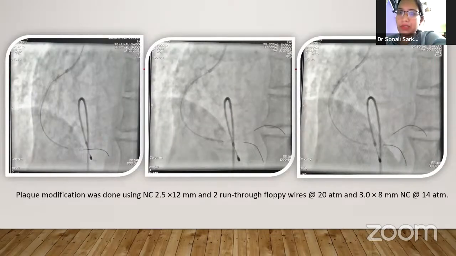So this is the NC showing 2.5 into 12 millimeter we used in the distal RCA, and then in the mid RCA, and for the proximal RCA, we used a 3 into 8 millimeter NC at 20 atm for pre-dilation. Next slide.